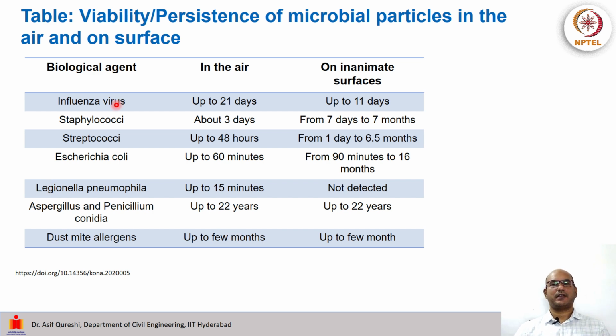For the influenza virus, we see that viability or persistence in the air is somewhat larger than on surface. But when we look at Staphylococci, Streptococci and E. coli, the viability in air is from 1 hour to 2 days to 3 days, but on the surface it goes from 1.5 hours to 7 days to up to like 6 to 16 months. So many different biological agents have very different viability or persistence depending on if they are in air or on surface. So their characteristics are different from each other, and even their interaction with the environment is different.